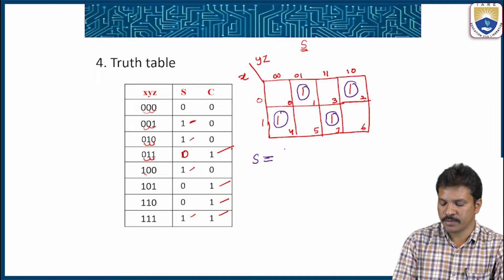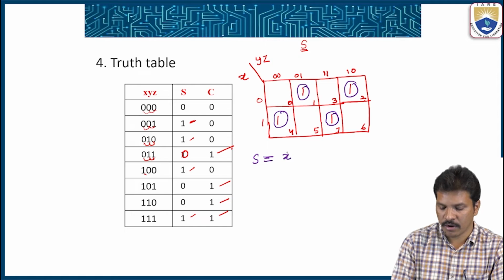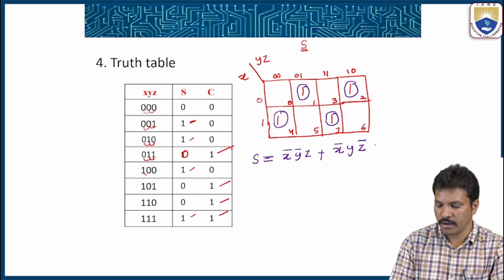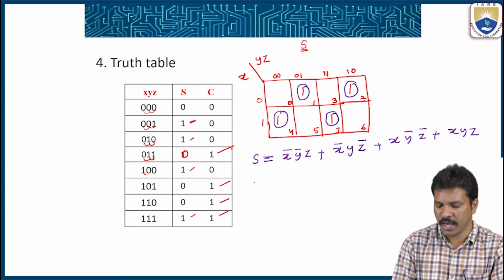And take the corresponding Boolean function. There will be no minimized literals. Directly we can take the minterms, its corresponding combination. So this one is 1 means x bar, y bar, z. 2 means x bar, y, z bar. Plus 4 means x, y bar, z bar. 7 means x, y, z. So directly we can take the minterms for sum.